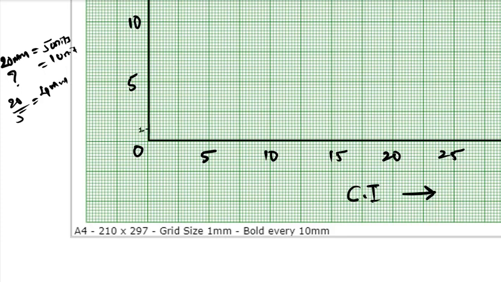Again, 1, 2, 3, 4. This will be 2. Again, 1, 2, 3, 4. This will be 3. 1, 2, 3, 4, and 5. After every small 4 lines, there is going to be 1 unit. I hope you understand this idea, right?